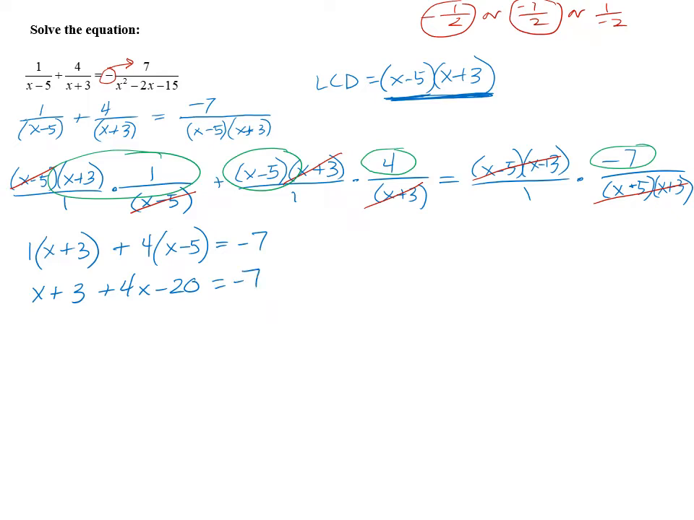And then this is a linear equation because we don't have x raised to a second power. So we can go ahead and just collect like terms and then isolate x. So x plus 4x is 5x. 3 minus 20 is negative 17. And then we have a negative 7 on the right. We want to isolate x, so first move the negative 17 over by adding it to both sides. When I add 17 to negative 7, I get 10. And then x is multiplied by 5, so divide out the 5. So x is equal to 10 over 5, which is 2.